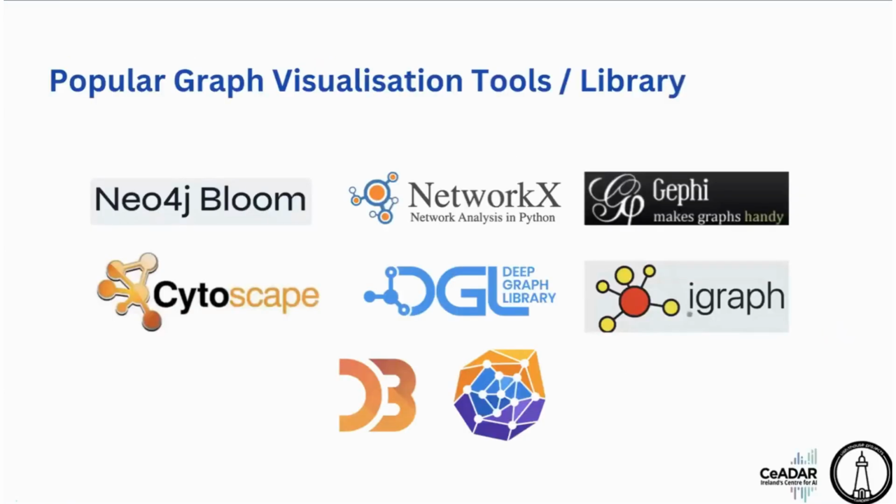So let's jump into the popular graph visualization tools currently in the market. One of the biggest is Neo4j Bloom, and we have generally used the NetworkX library. Cytoscape is there, Deep Graph Library is there, iGraph is there, D3.js is there, and PyGeometric is there. These are the major visualization tools available in the market for graph-based data.